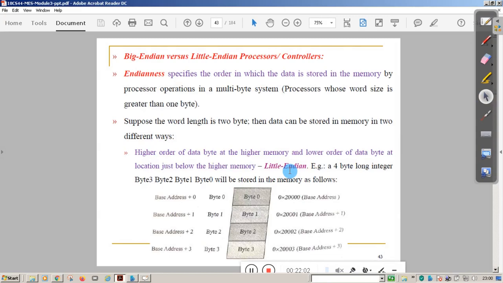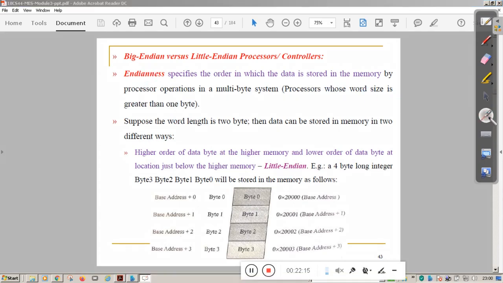Now we need to understand the difference between big endian and little endian. This specifies the order in which data is stored. In the little endian case, we have the lower address, with addresses 20,000, 20,001, 20,002, 20,003, starting from 20,000 as the base address. Then we have 4 bytes of data: byte 0, byte 1, byte 2 and byte 3. The lower byte is stored in the lower address and the higher byte is stored in the higher address. This is little endian.